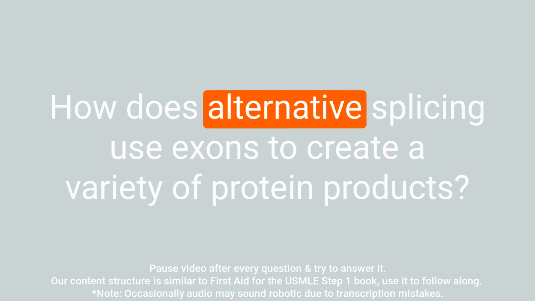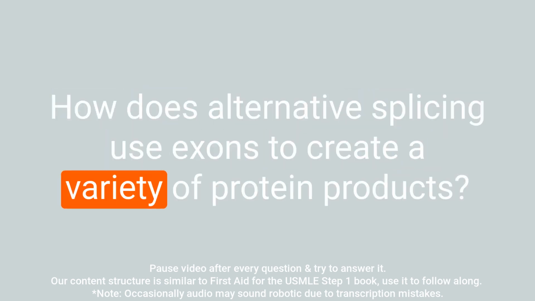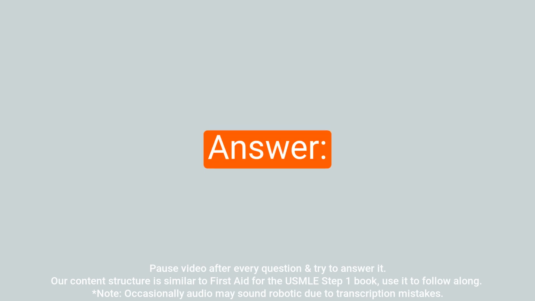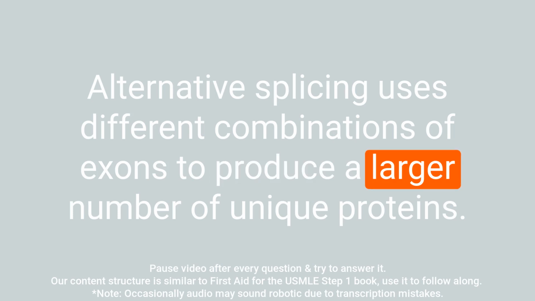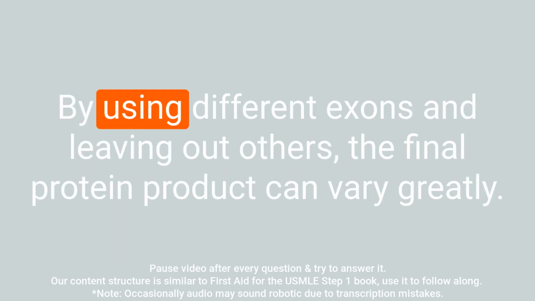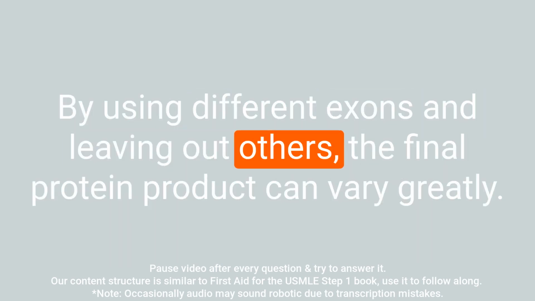Question: How does alternative splicing use exons to create a variety of protein products? Answer: Alternative splicing uses different combinations of exons to produce a larger number of unique proteins. By using different exons and leaving out others, the final protein product can vary greatly.